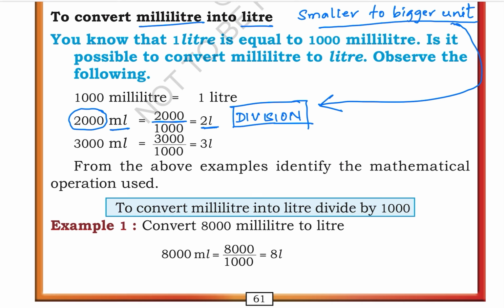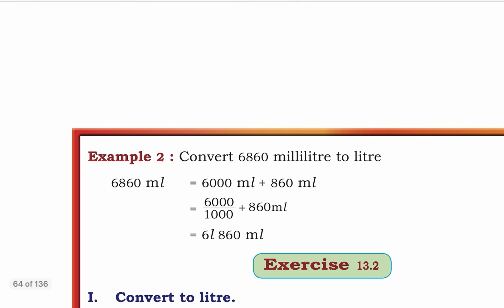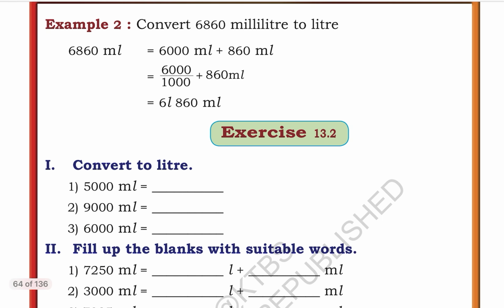Similarly, 3000 ml, convert it into liter, just divide by 1000, then you will get an answer 3, and the unit will get changed, which is liter. From the above examples, identify the mathematical operation used to convert milliliter into liter. Divide by 1000, right? Convert 8000 milliliter to liter, just divide by 1000, you will get 8 liters. 8000 ml is equal to 8 liter.